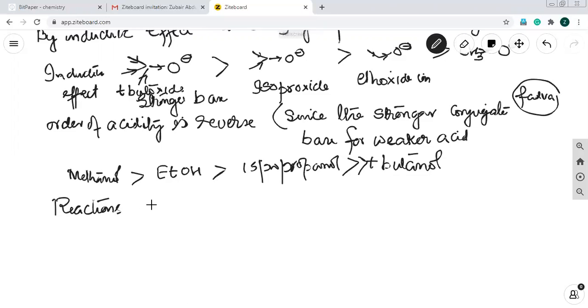Now let's look at the reactions of alcohols. The first one is oxidation of alcohol. Okay, oxidation.